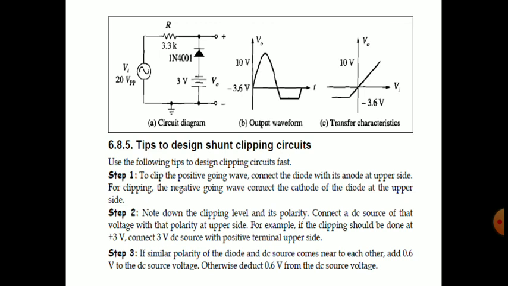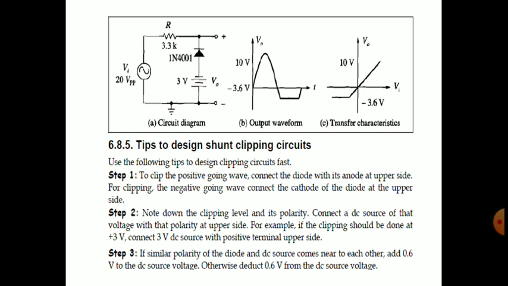Step 1: to clip the positive going wave, connect the diode with its anode at the upper side. Remember this. These are also helpful in dealing with MCQ questions in competitive exams or interview type questions. Also, for quick revision and quickly assessing the circuits. To clip the positive going wave, that is to remove the positive half cycle or positive portion of the input waveform, connect the diode with its anode at the upper side.